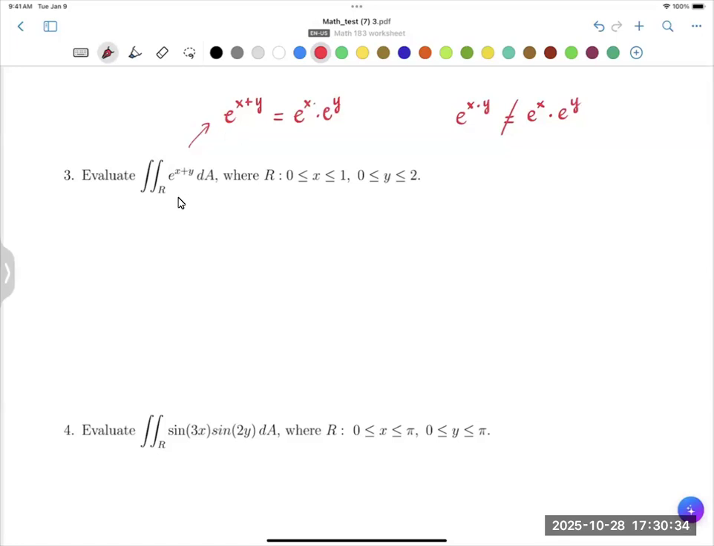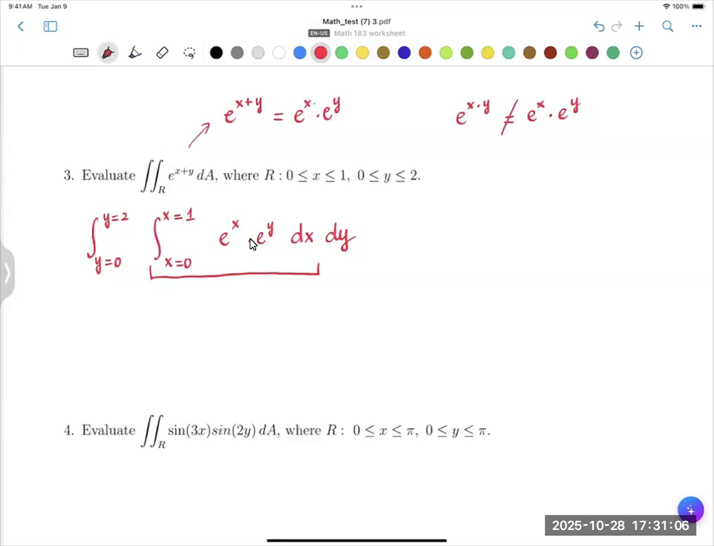Okay, so now we're going to put everything into the integral. So y equals 0 to y equals 2, and then the integral from x equals 0 to x equals 1, e to the power x times e to the power y dx dy. So we have to integrate the inside integral first. Since e to the power y will be a constant when we integrate with respect to x, I'm going to pull the e to the power y to the front.